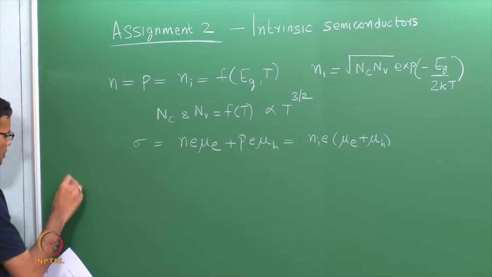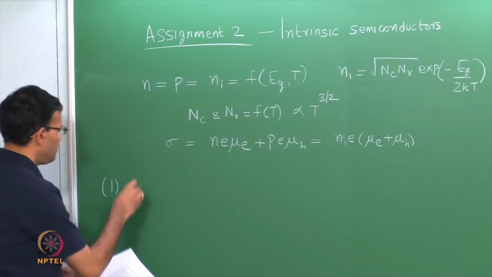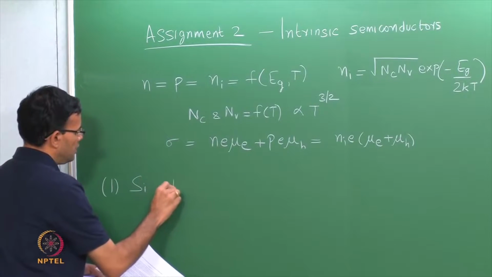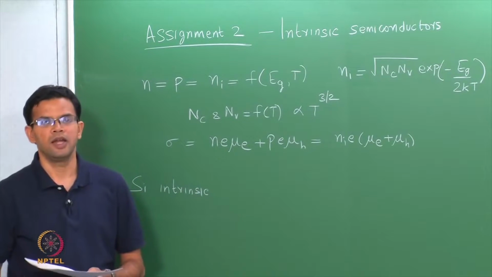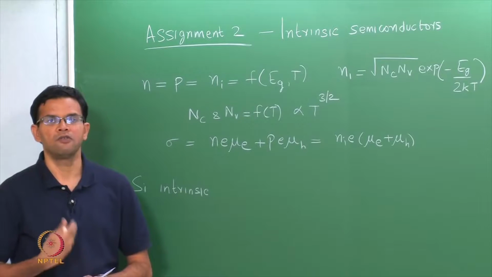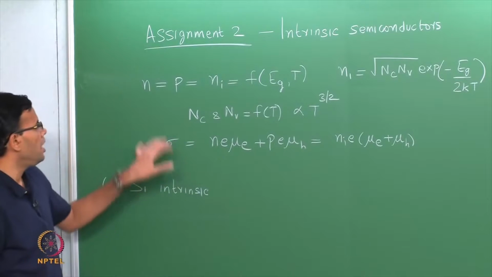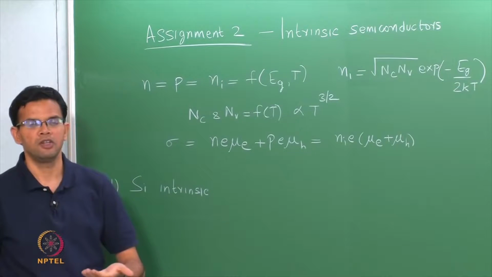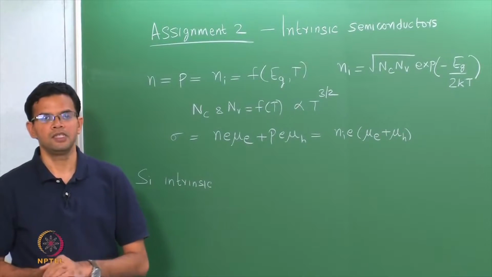So, let us first look at problem 1. What fraction of current in intrinsic silicon is carried by holes? So, we have silicon and it is intrinsic, which means N equal to P equal to Ni, and the question asks what fraction of current or what fraction of conductivity is defined by the holes. If you just say N is equal to P is equal to Ni, that means there is a 50% contribution. That is a very simplistic answer.